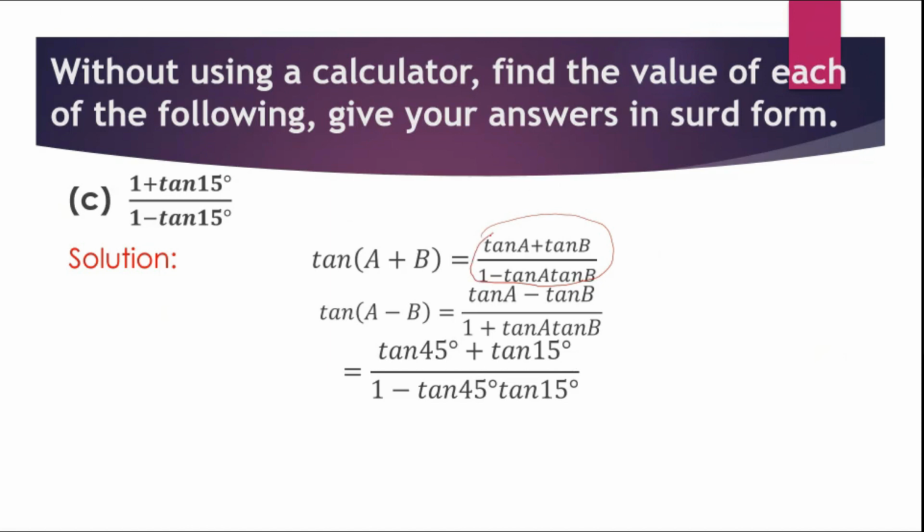Okay. Kaso, hindi siya naka-tan A and tan B. But we know that we can rewrite 1 or express 1 as tan 45 degrees. So, we can express 1 as tan 45 degrees and then plus tan 15 degrees all over 1.